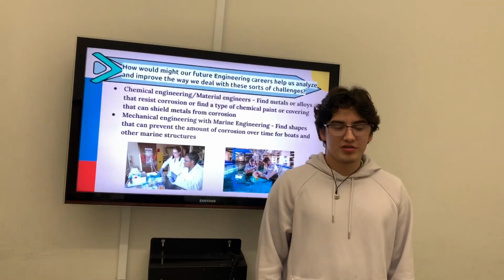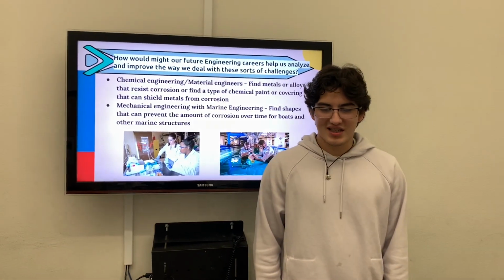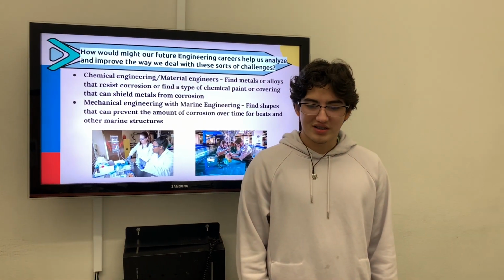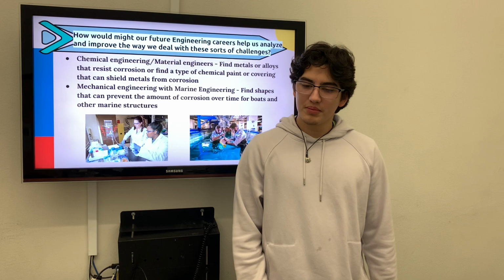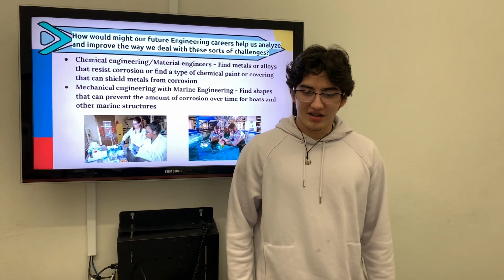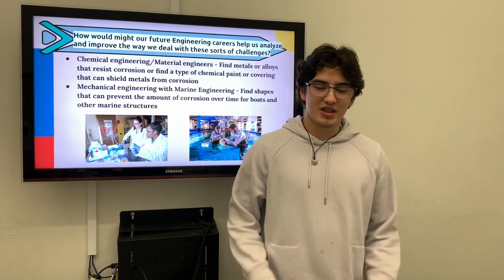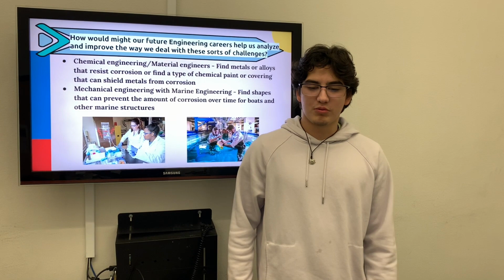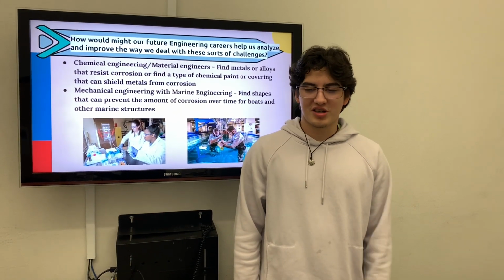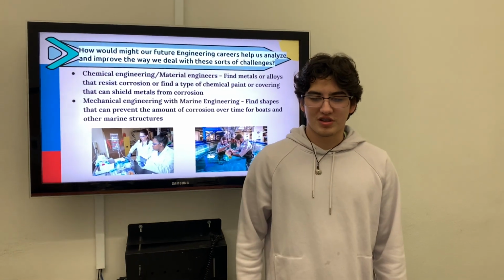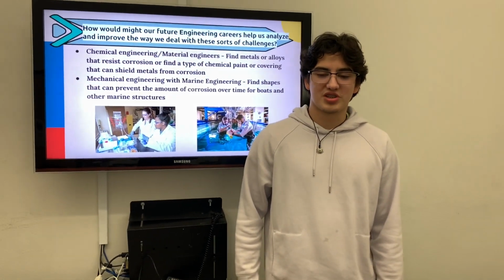So, how would our future engineering careers help us analyze and improve the way we deal with these sorts of challenges? In chemical engineering and material engineering, we could find metals or alloys that are resistant to corrosion and find the chemical paint that we could use to cover metals to shield them from corrosion. And with mechanical engineering and marine engineering, of course, we could find shapes that can prevent the amount of erosion over time for boats and other marine structures.